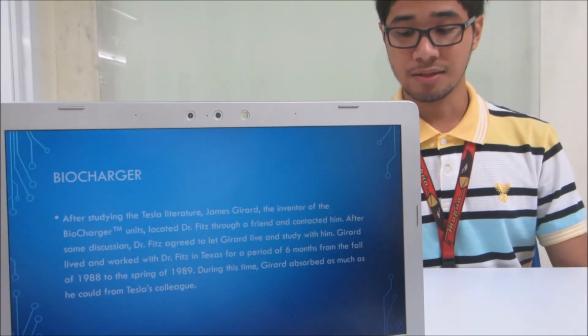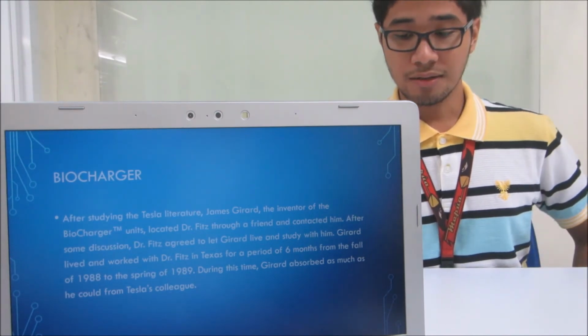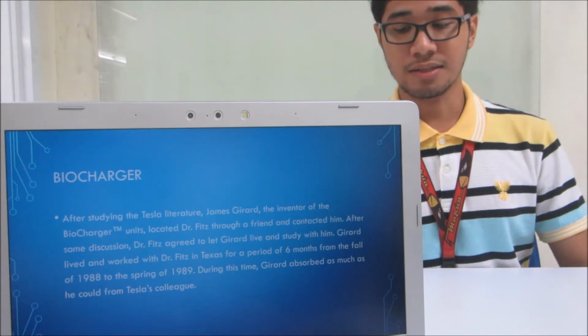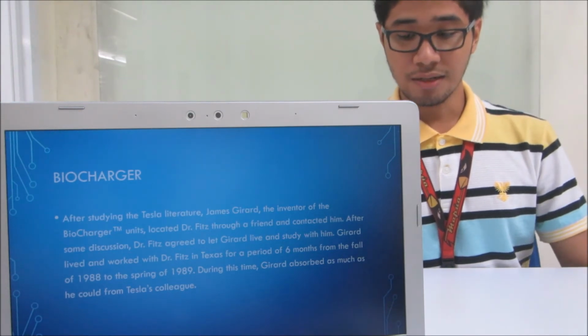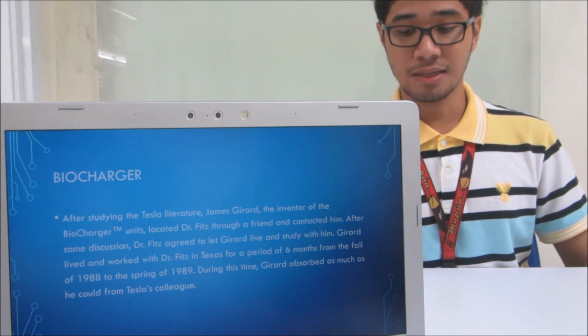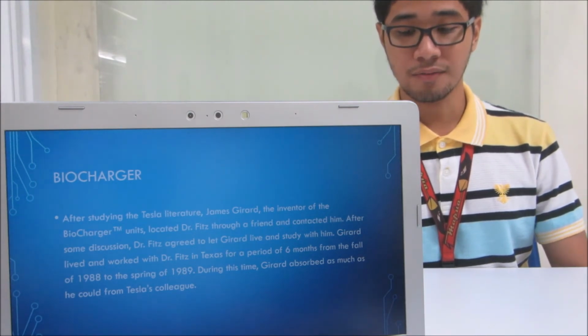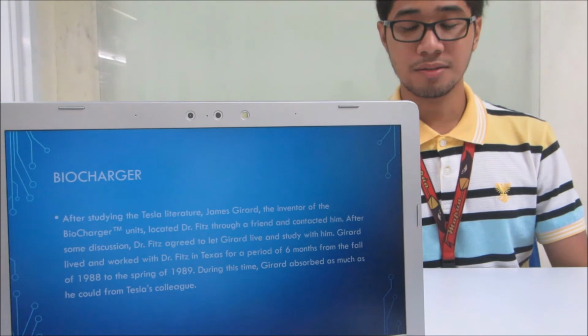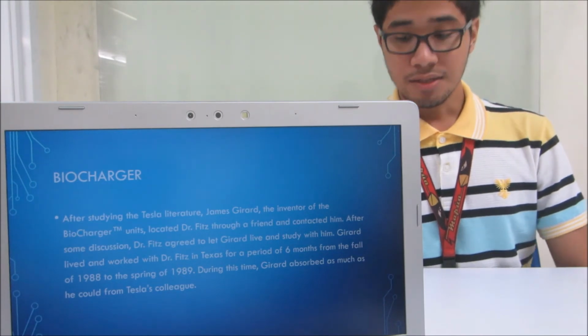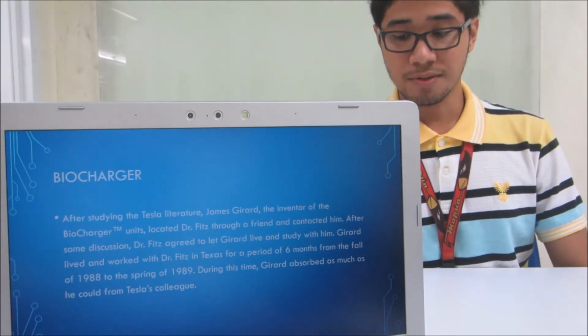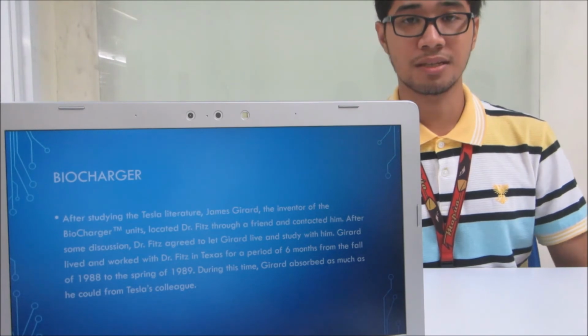After some discussion, Dr. Fitts agreed to let Gerard live and study with him. Gerard lived and worked with Dr. Fitts in Texas for a period of 6 months from the fall of 1988 to the spring of 1989. During this time, Gerard absorbed as much as he could from Tesla's colleague.